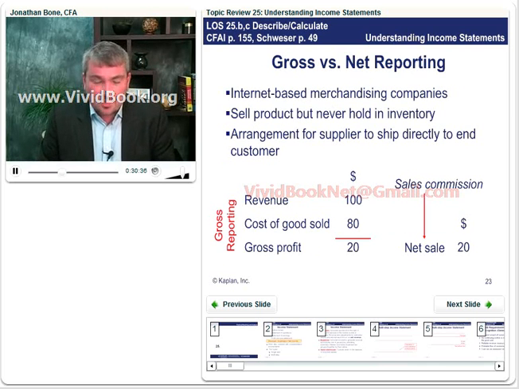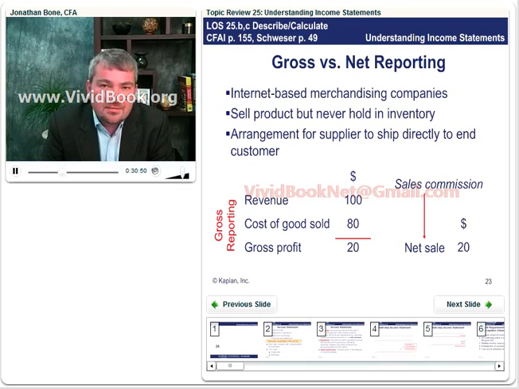Gross versus net reporting, this is really to do with internet merchandising companies. So companies a bit like Amazon. Now, some of these merchandising companies may sell you the product but never hold it in their own inventory. You might have noticed this. Sometimes, essentially, all that Amazon does is it sells the product and then passes your order to one of its third-party retailers. In this case, then the internet-based merchandising company is really acting as an agent. All they're really doing is arranging for one of their suppliers to ship directly to the end customer.